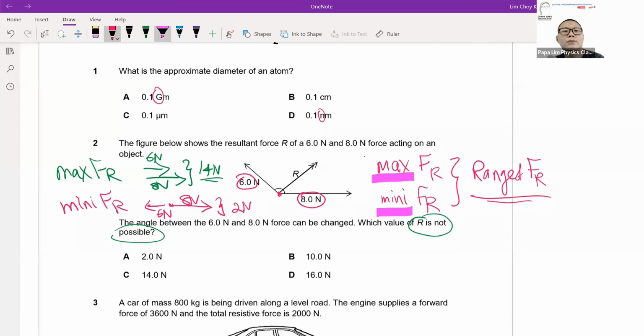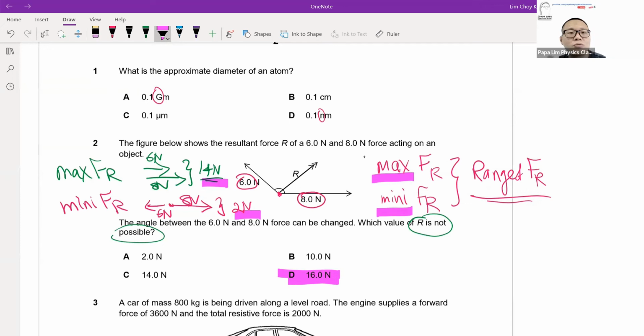So the range of values that can take place is from 2 Newton to 14 Newton. Any value in between 2 Newton and 14 Newton is possible, just that the angle will be different. This leaves me to choose D, whereby 16, which is out of the range, is not possible.